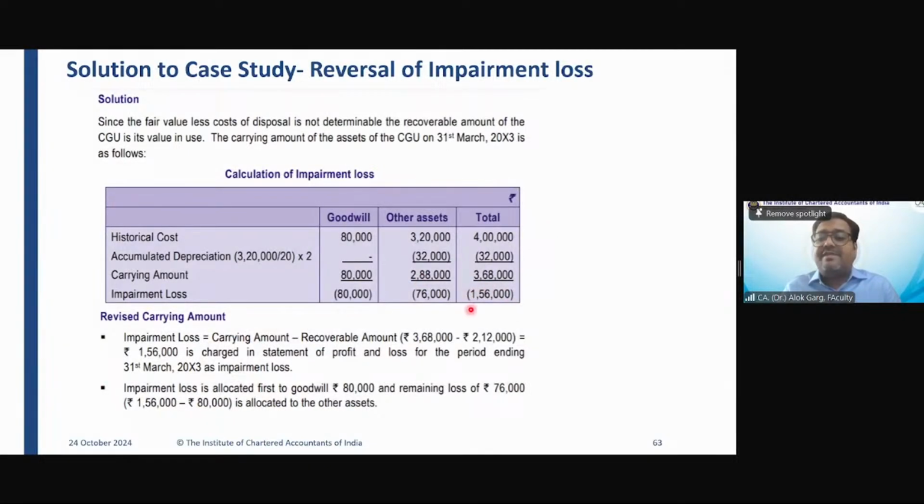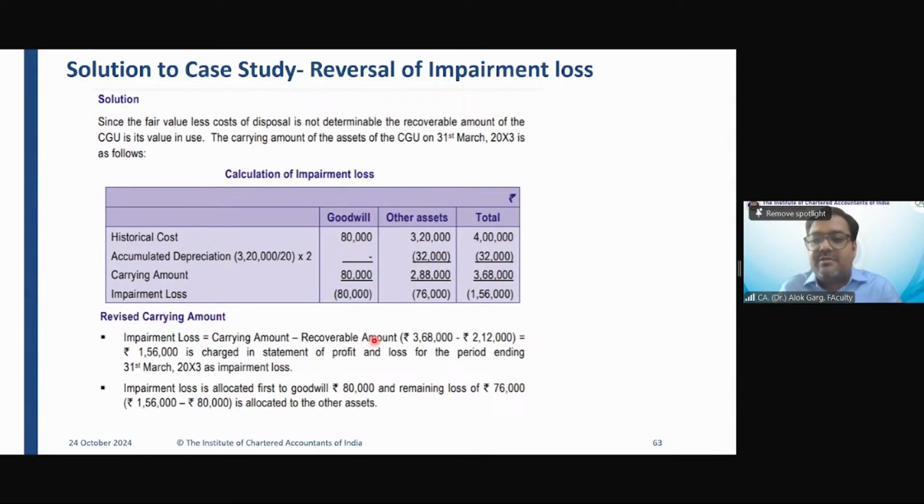Now how will we allocate this 1,56,000 in the CGU? First to the goodwill 80,000 and remainder to the other assets. Very good. First to the goodwill. Entire goodwill will be struck off, wiped out. 80 to goodwill and 76 to the other asset. Now, what is the revised carrying value of goodwill? 0. What is the revised carrying value of other identifiable asset?